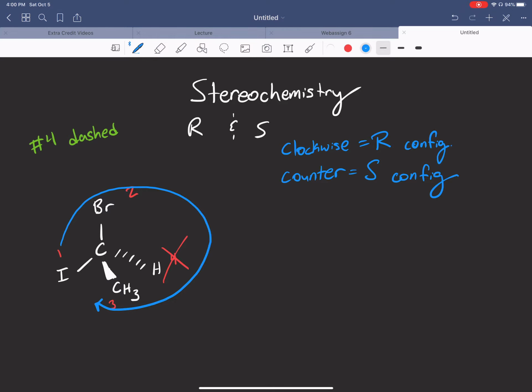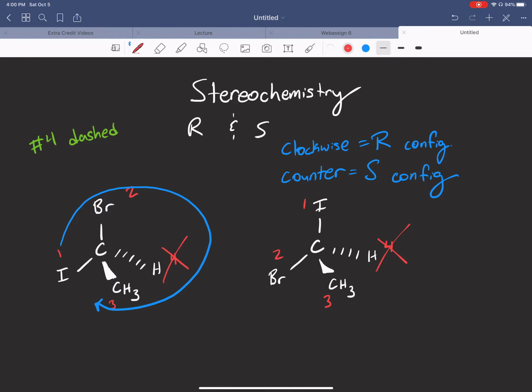Let's look at what S would look like. We have this carbon here. Let's put an iodine there, a hydrogen, and the methyl. All I did is swap one group. Now, again, assign our priorities. Iodine is number 1, bromine is number 2, the carbon would be 3, and the hydrogen is 4. I still kept the lowest priority group dashed. This is the easiest scenario.